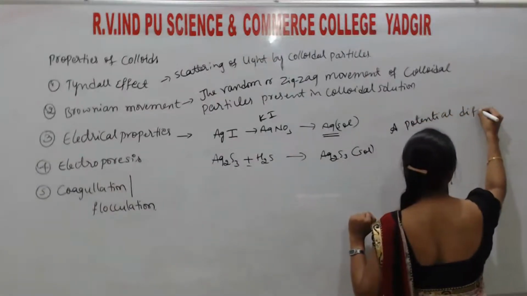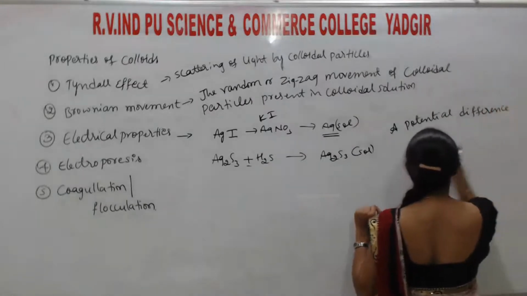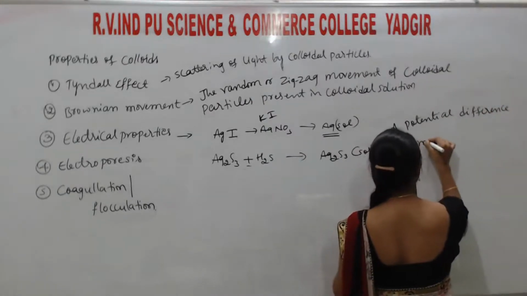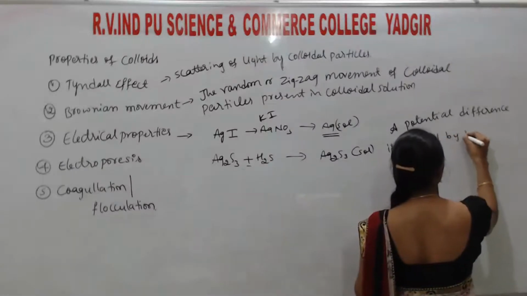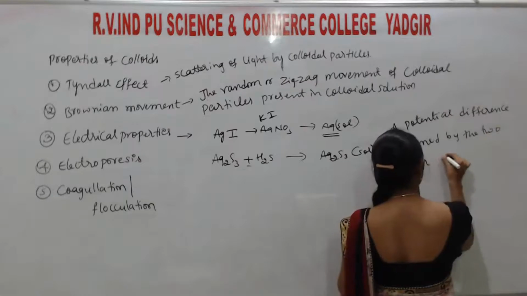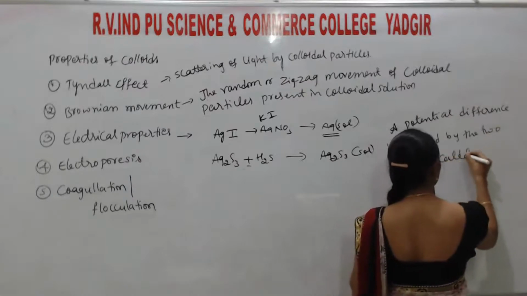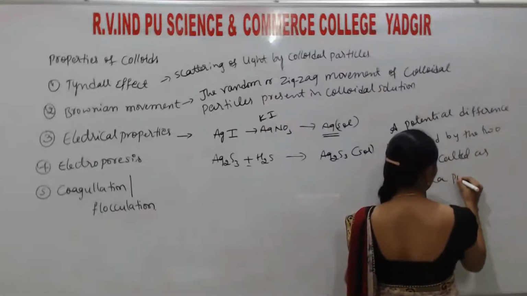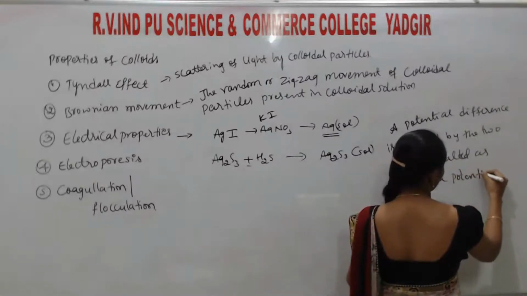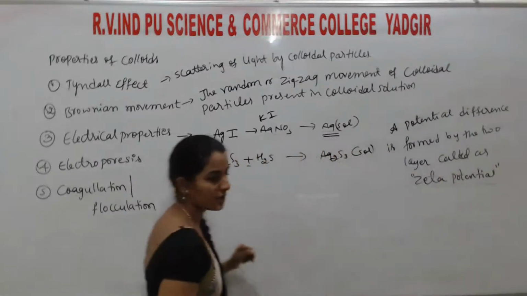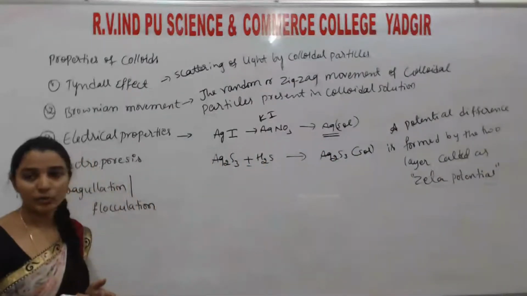difference is formed by the two layers, called as zeta potential. Called as zeta potential. So due to this zeta potential, we can explain this electrophoresis.